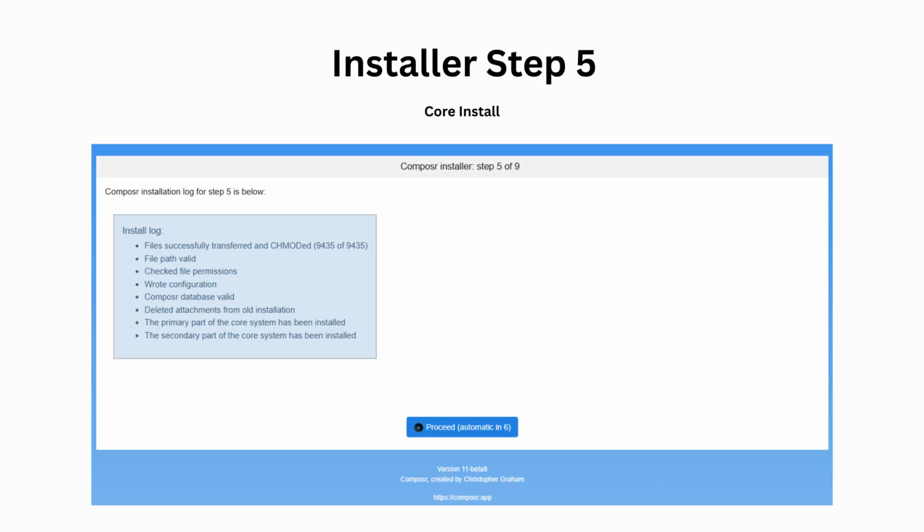After the file extraction, or if you are using the manual installer, step 5 then proceeds on to the core install. First, it will run some basic checks, and then it will install the primary and secondary parts of Composr. If there were any warnings, they will be displayed on this step. Typically, the installer will automatically proceed to the next step after a period of time, but if there are any warnings, you will have to click the Proceed button manually after reading the warnings.